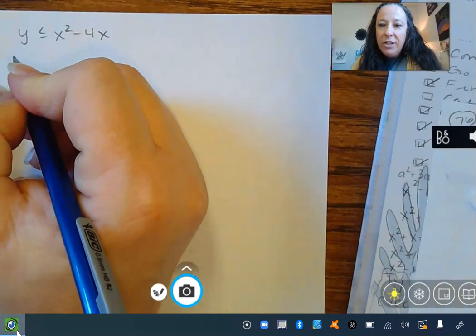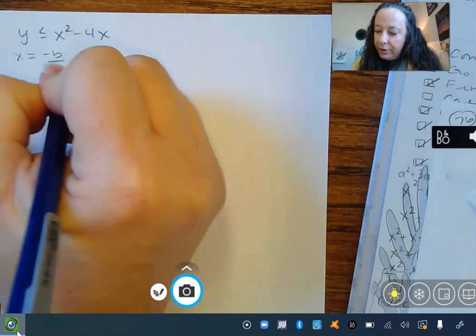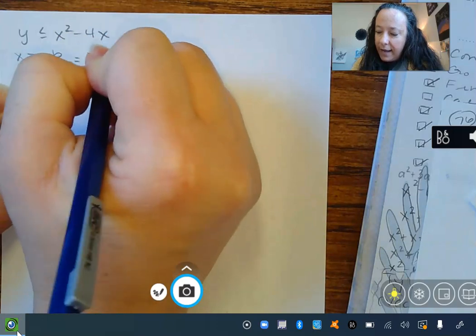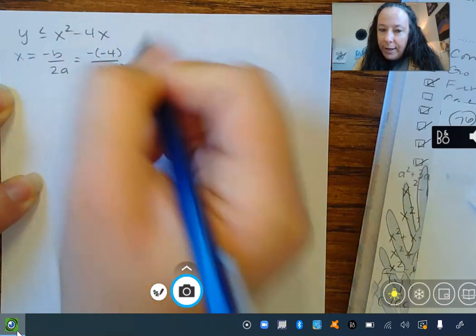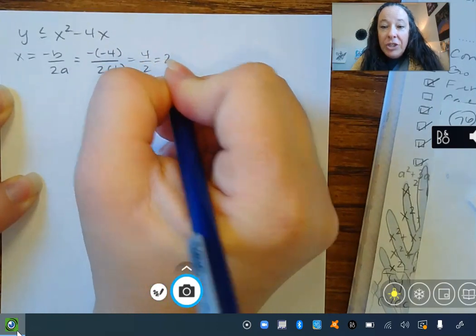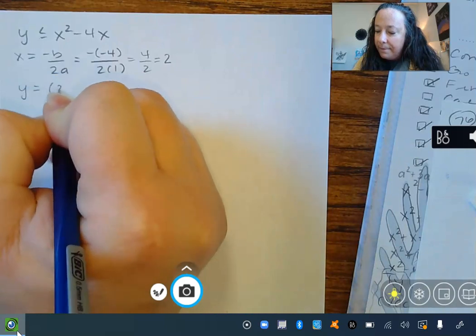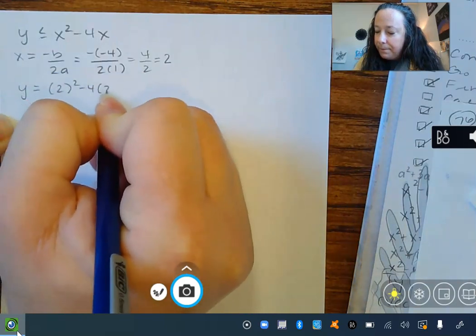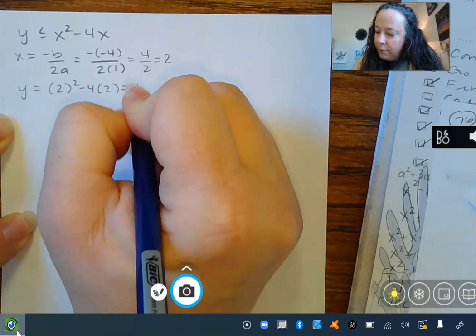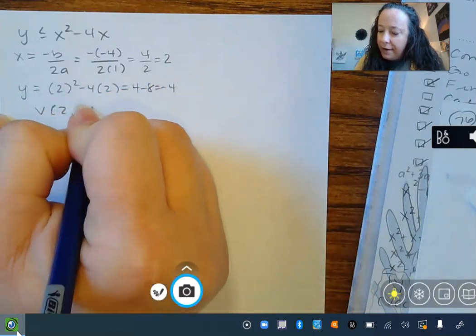So let's do the calculations to find the vertex by hand. x equals negative b over 2a. So negative 4 over 2 times 1 is going to give me 4 over 2. And I get 2 for the x coordinate of my vertex. Then I plug that in. 4 minus 8, and I get negative 4. So my vertex is 2, negative 4.